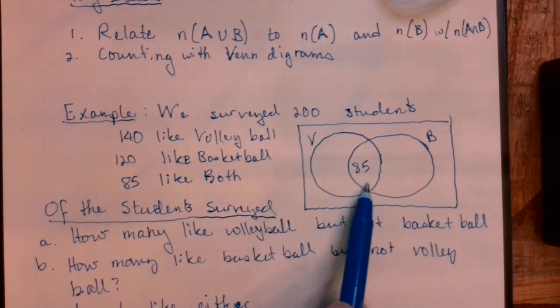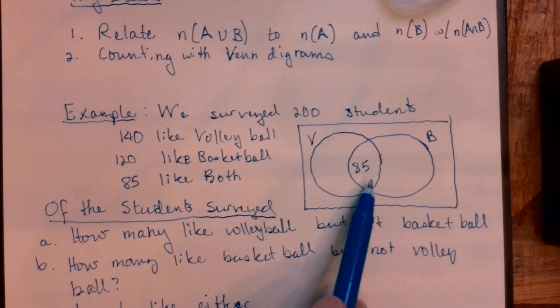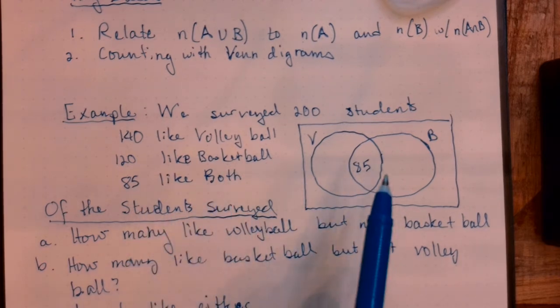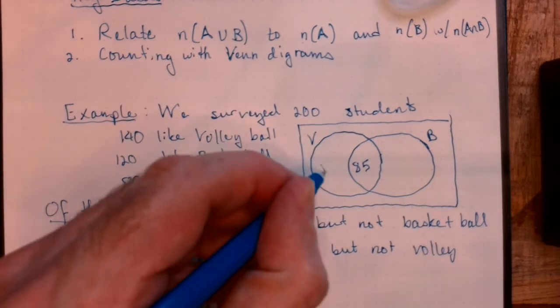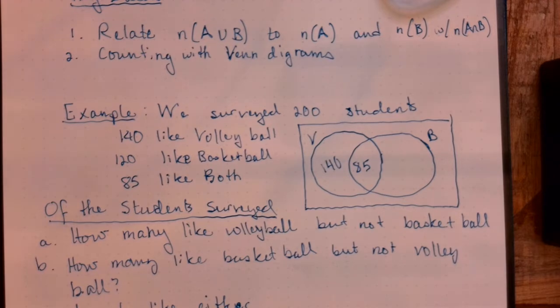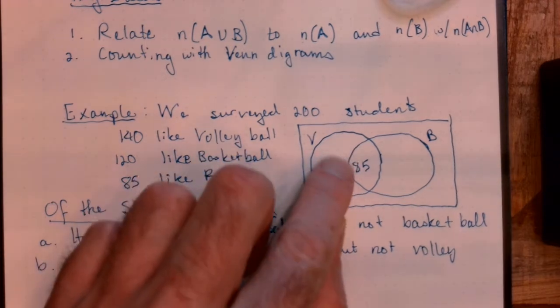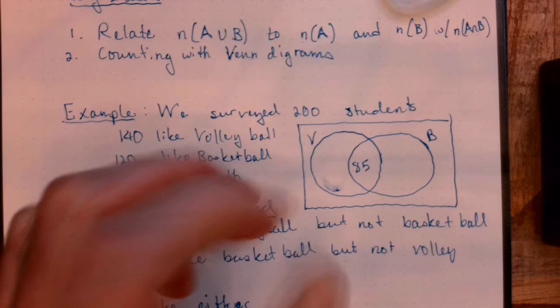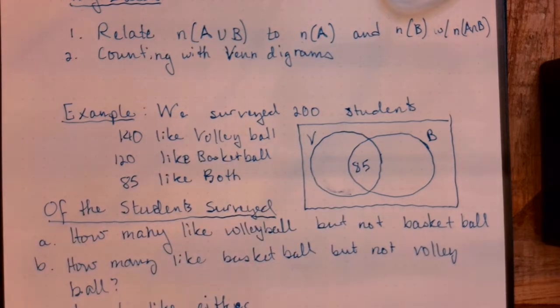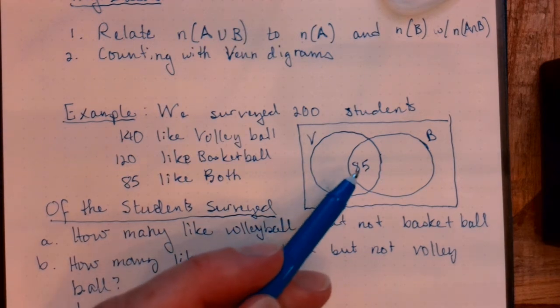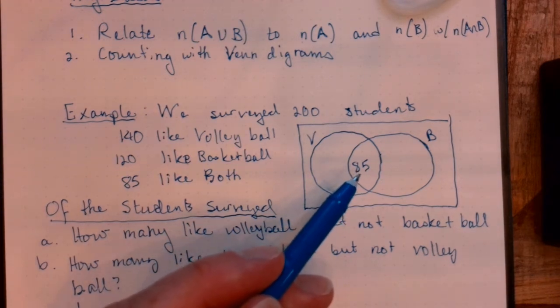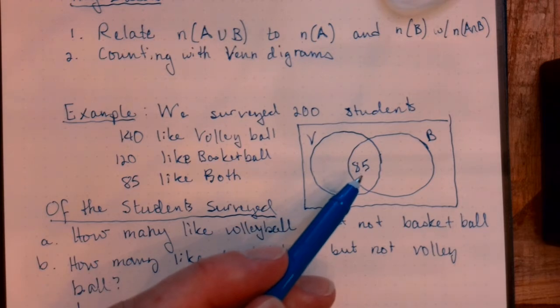You remember this region represents the overlap between the two sets, and if 85 people like both, 85 students should go in the overlap. Now, I'm going to write down something that's incorrect. Some people might say, okay, you put 140 there because 140 like volleyball. That's not right. The entire circle for V has to contain 140 students, and we have already accounted for 85 students right there.